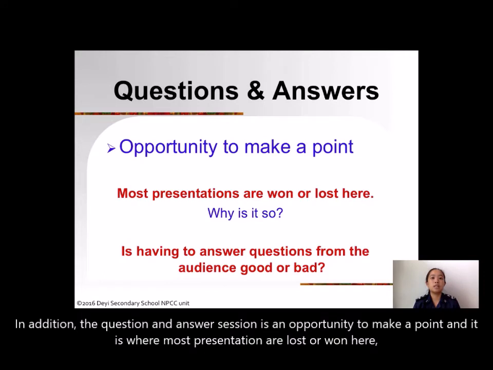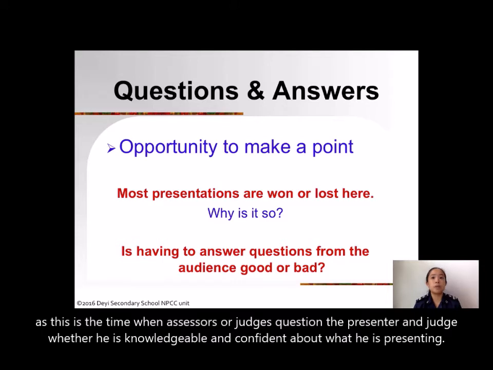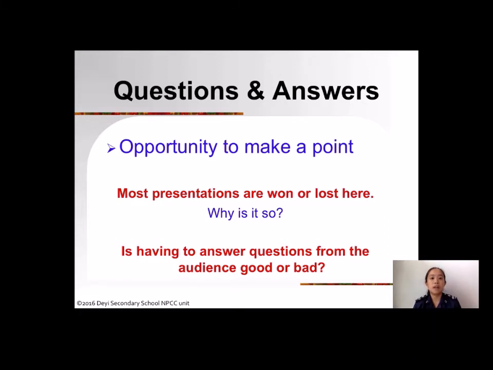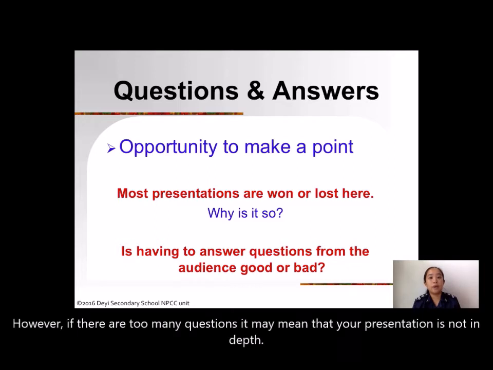In addition, the question and answer session is an opportunity to make a point, and it is where most presentations are lost or won, as this is the time when assessors or judges question the presenter and judge whether he is knowledgeable and confident about what he is presenting. Having questions from audience is a good sign that shows that your audience is listening and is interested in your presentation. However, if there are too many questions, it may mean that your presentation is not in-depth.